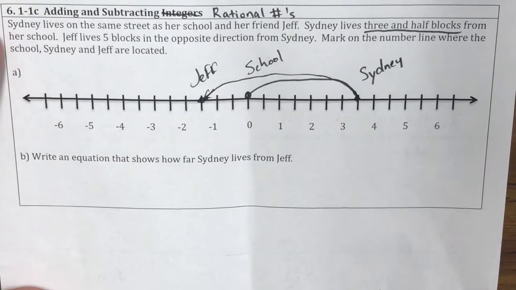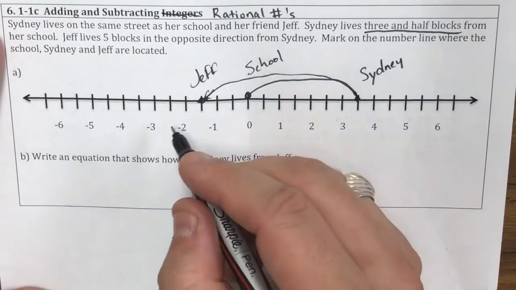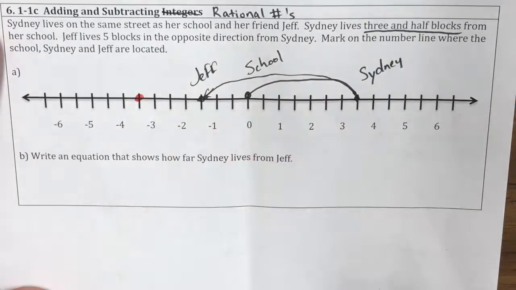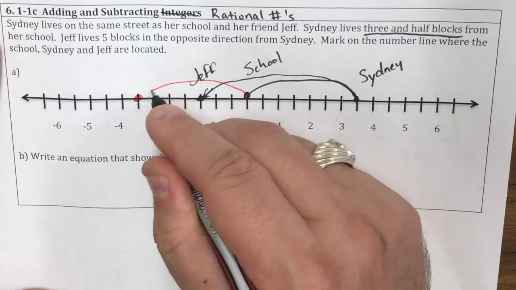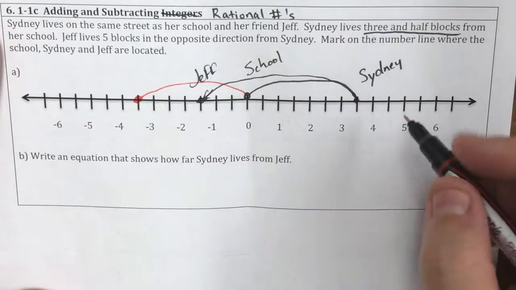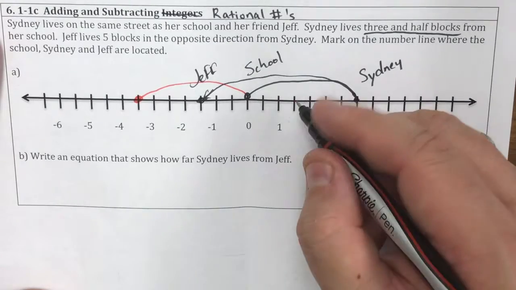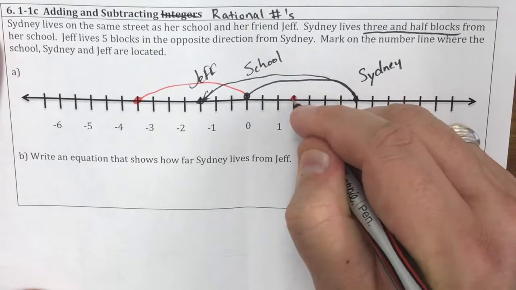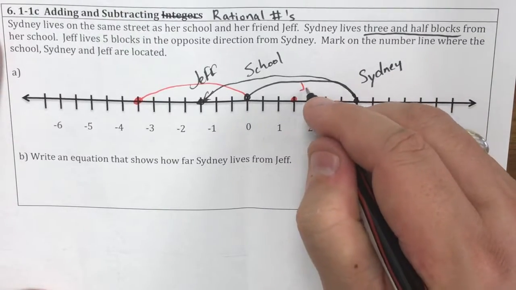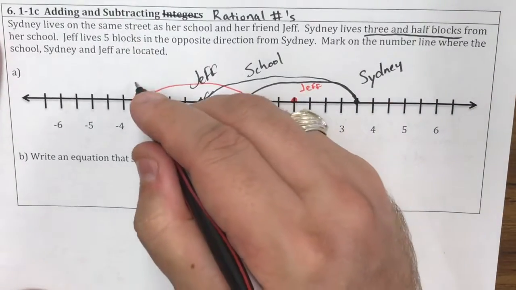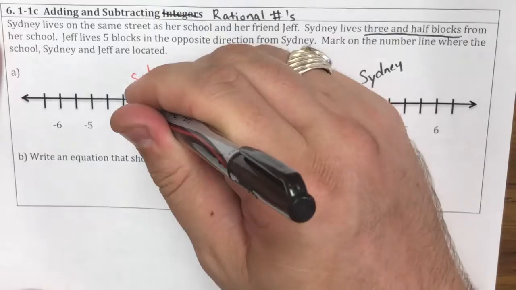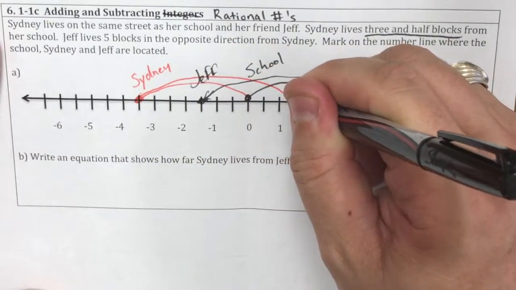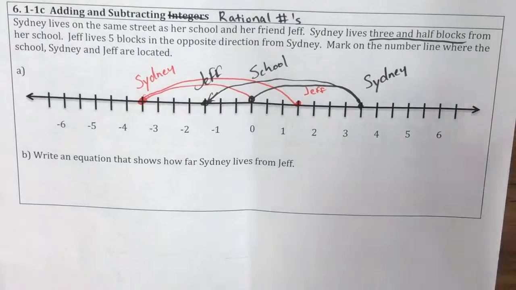Okay. Now, we could have done this problem in reverse. We could have said she was at negative 3.5, and Jeff was 5 blocks in the opposite direction. So this would have been Jeff here, and this would have been Sydney. And the school hasn't moved. And that also would have been correct. So there were 2 ways to do this problem.